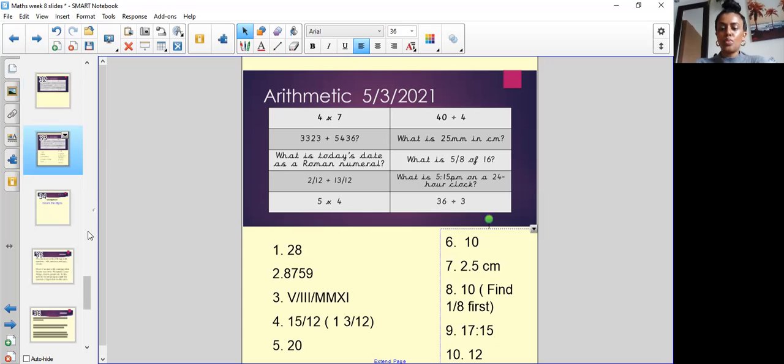Number 5 equals 20. Number 6 equals 10. Number 7 is 2.5 centimeters. Number 8, what is 5/8 of 16? The first thing you need to do is find out 1/8. We know 8 goes into 16 2 times, so that's showing us 1/8, and we need to find out 5/8. So 2 times 5 equals 10. Or you could do it in the bar way that we've been learning. The answer equals 10. Number 9, 5:15 p.m. It's 5:15, so it would be 17:15 on a 24-hour clock. And number 10 equals 12.